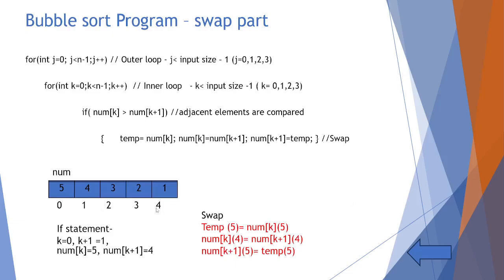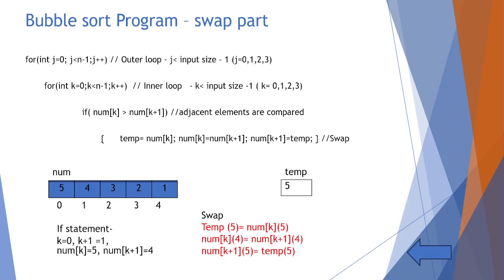Num is this array. k is 0 initially, k plus 1 is 1. Num of k should be stored in temp. So temp has 5 now. The next statement, num of k is equal to num of k plus 1, where equals to is the assignment operator.